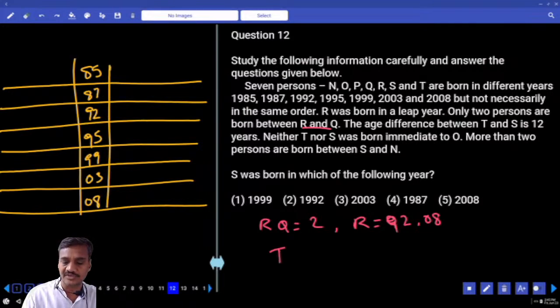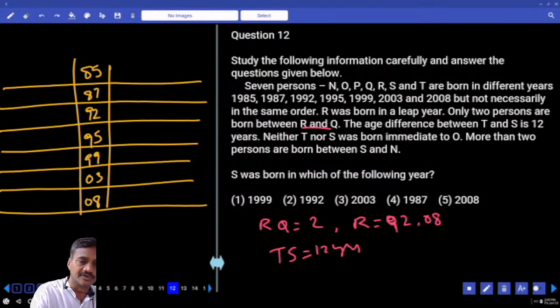T and S, the difference of age is how much? 12 years. As T and S differ by 12 years, what is the only possibility? 87 plus 12 is 99, and there is only one possibility here. Now if T is 87, S will be here, or if S is here, T will be here.